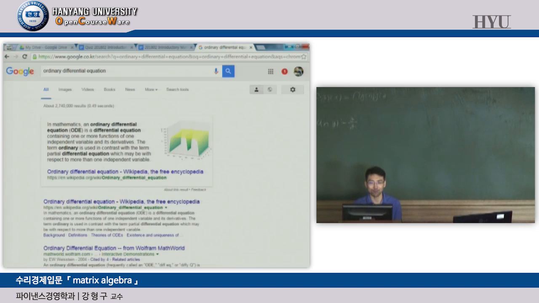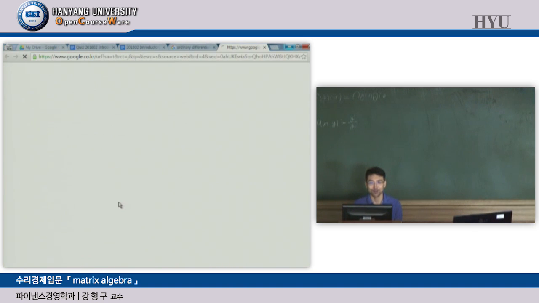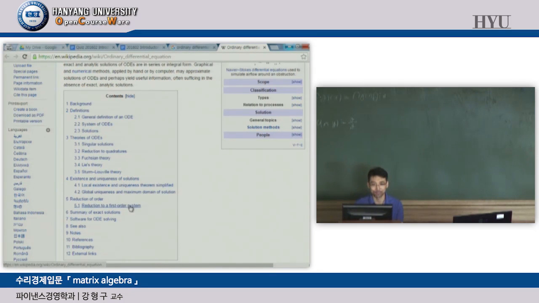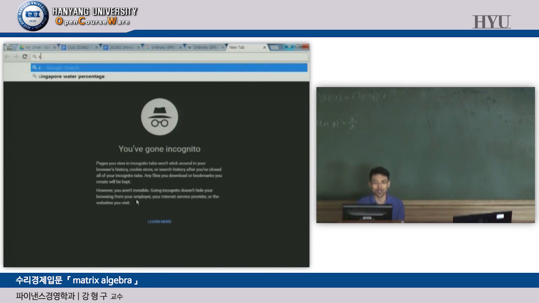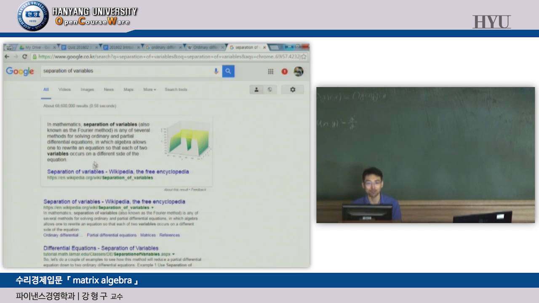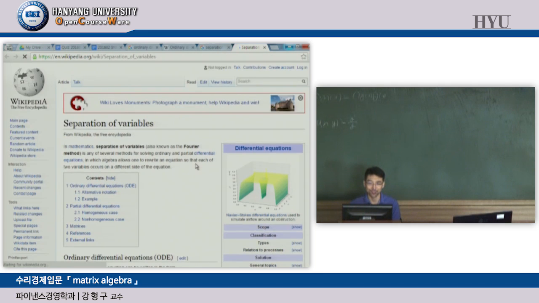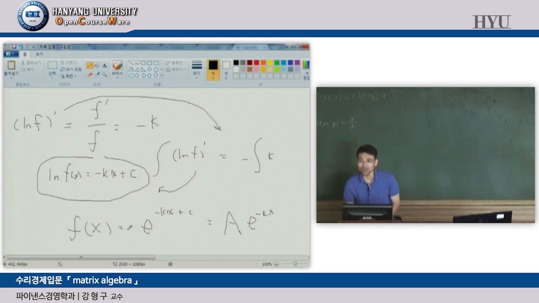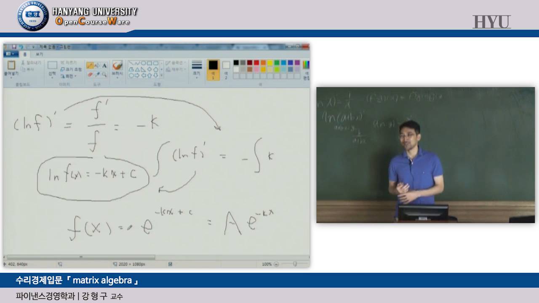Yeah, ordinary differential equations, and then solving it is called the separation of variables. Yeah, in math, separation of variables. Separation of variable, integrate, you are done. Kind of, yeah, very easy. It is fun, isn't it?